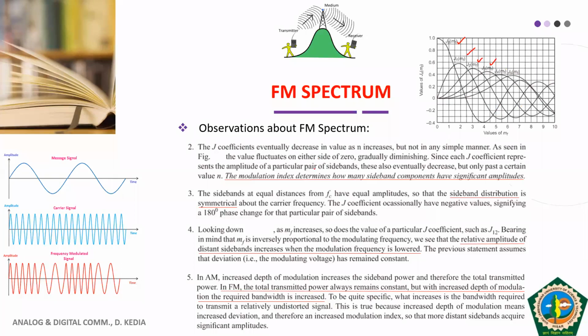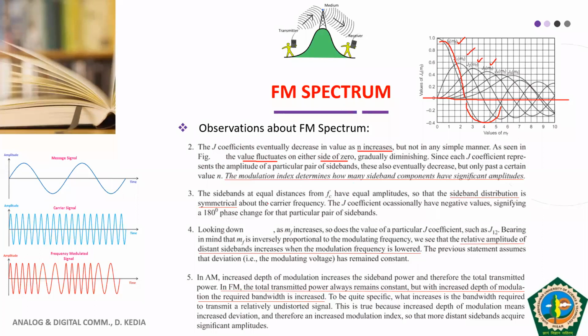So what does it mean? That your J coefficients decrease as the value of n increases, not in a simple manner. And this value fluctuates on either side of 0. This is another important point. This is your 0 line. If you look at J0, the value of J0 is fluctuating on either side. So that is another point.